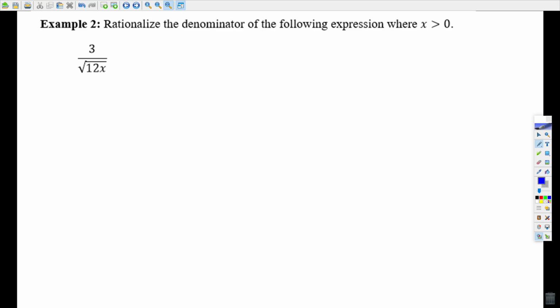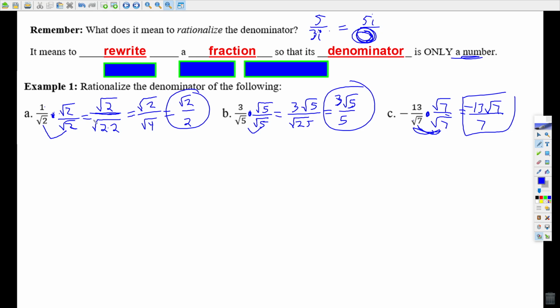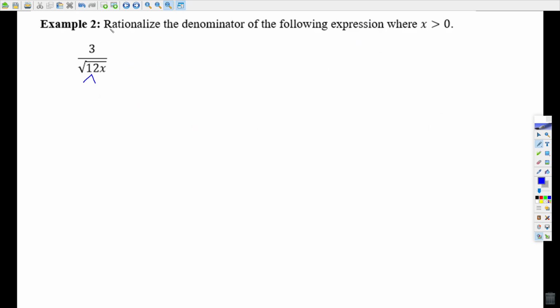So we have one more that's a little bit more difficult, only in the sense that we have a variable in there. So we have 12x, and we also have a number that has a perfect square in it. If you look at the previous examples, we had 2, 5, and 7. They can't be broken apart. But now we have the number 12, and we can break apart 12. If we look at the perfect square roots, you'd be looking on your table on the x squared column. You could find that 12 is the same thing as 4 times 3.